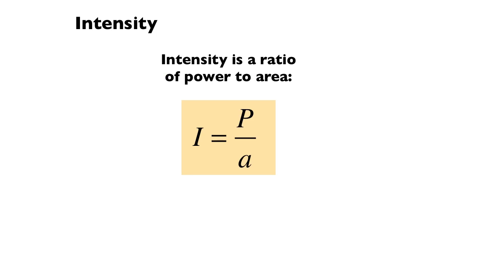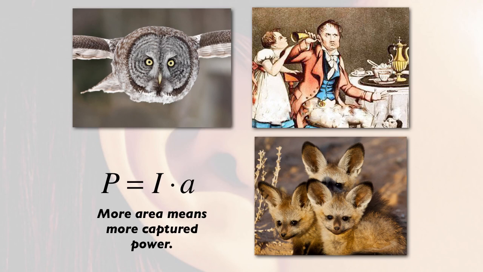Now, I want to talk about another property of waves, and that's intensity. Intensity is generally a ratio of power to area, and power is in watts, and area is in meters squared, and so intensity is watts per square meter. And we'll look at an example in the in-person class of how we would calculate that. But I want to rearrange that equation and take a look at this. If intensity is power divided by area, the power is equal to intensity times area.